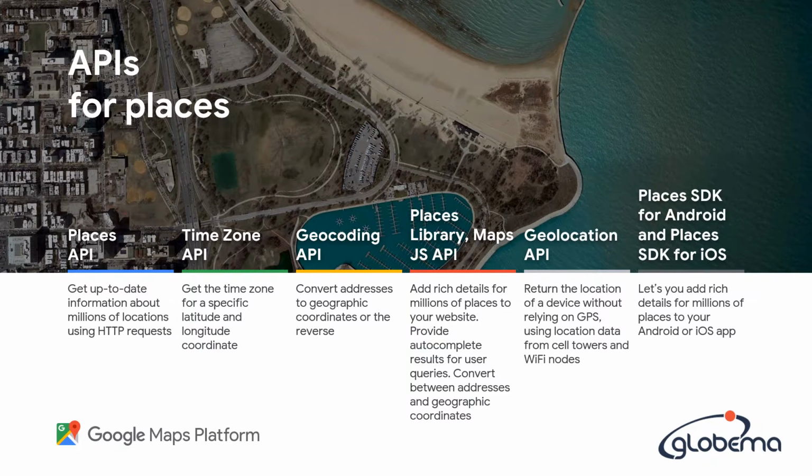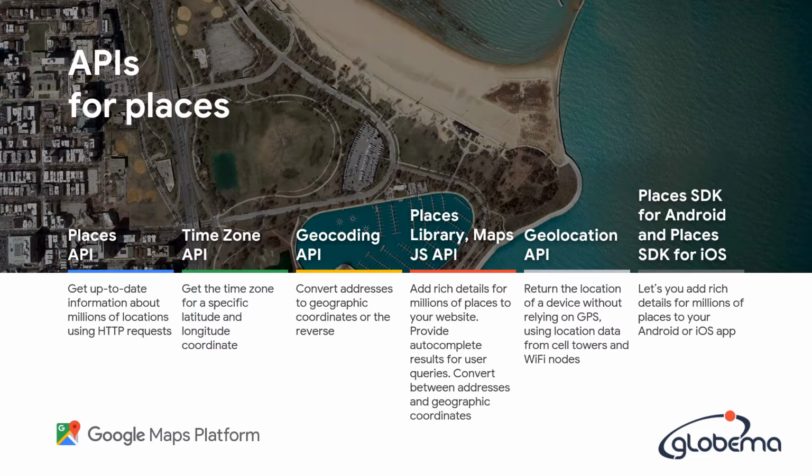Let's summarize it. With APIs for Places, businesses can help users discover the world with rich location data for over 100 million places and find specific places using phone numbers, addresses, and real-time signals. Places API gives you up-to-date information about millions of locations using HTTP requests. With Time Zone API, you get the time zone for a specific GPS coordinate. Geocoding API is converting addresses to GPS coordinates or vice versa.